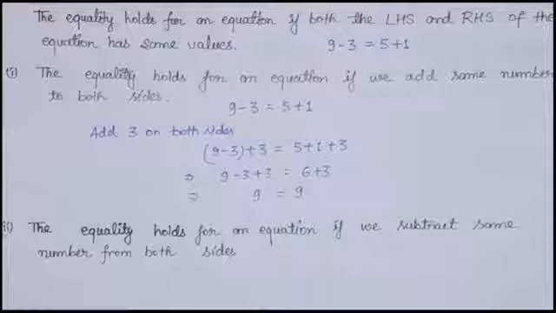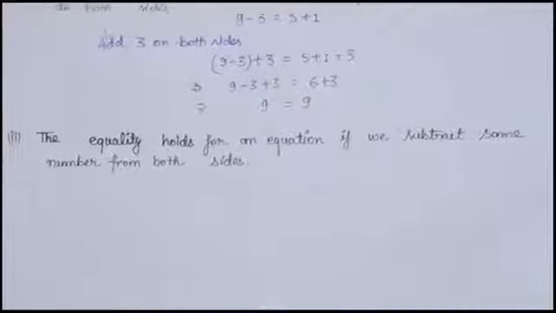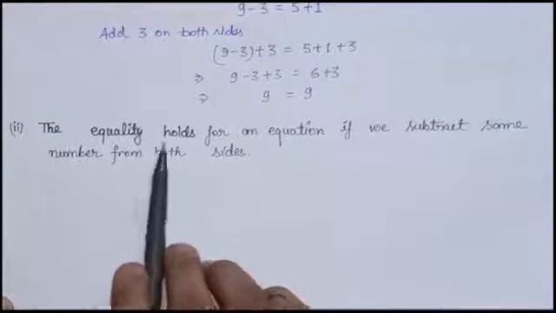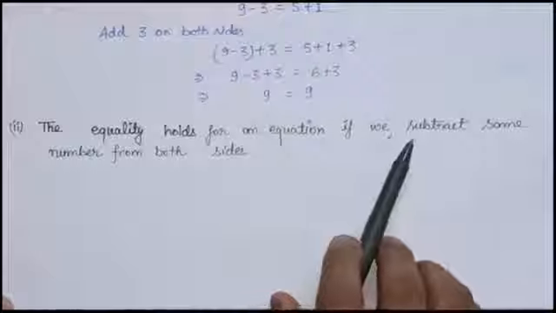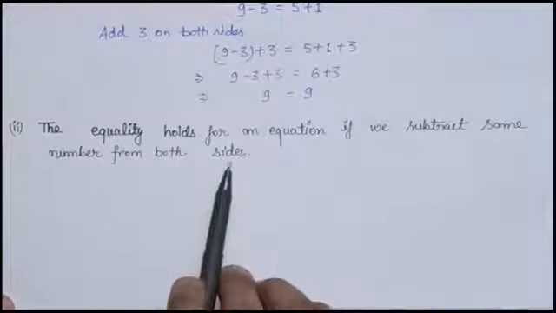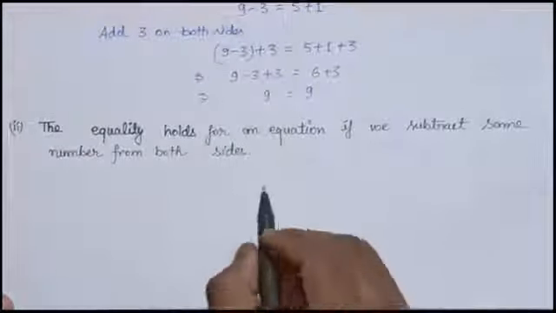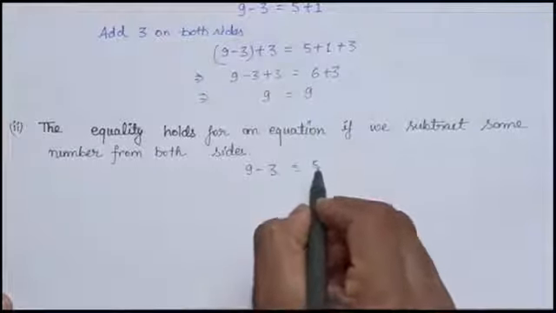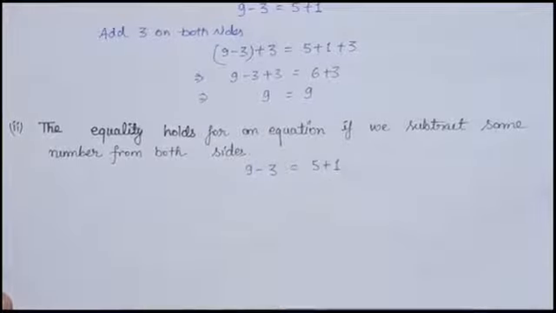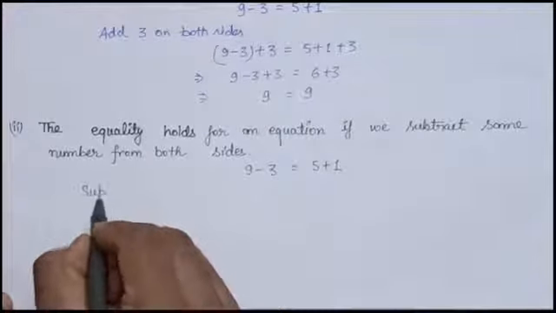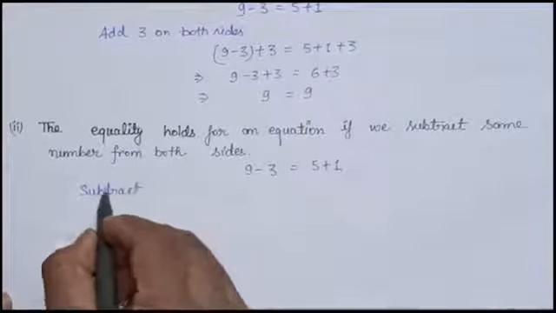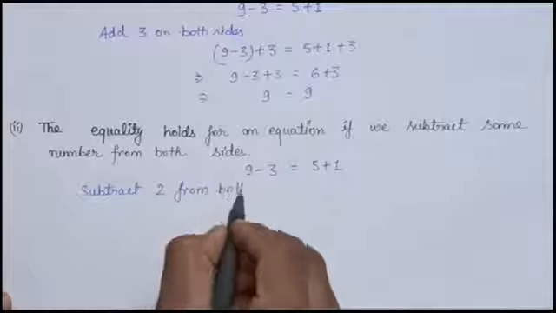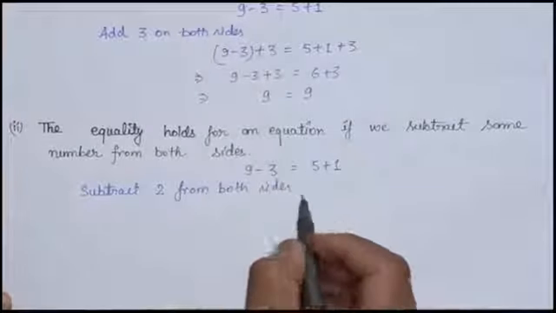Now let us try to understand the second concept. It is stated that the equality holds for an equation if we subtract the same number from both sides. So let us take the same equation again. We have the equation 9 minus 3 is equal to 5 plus 1. Now we subtract 2 from both sides. Let us see what happens.